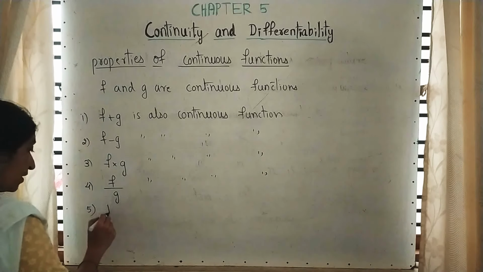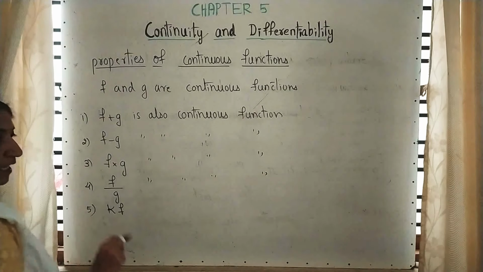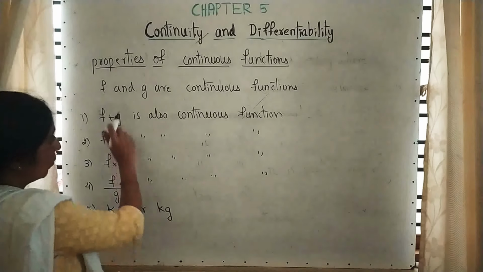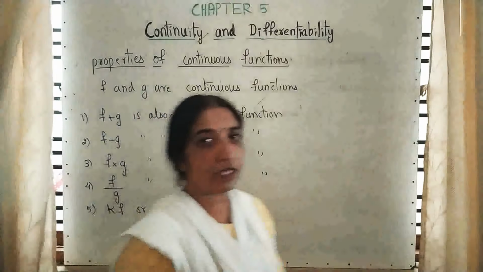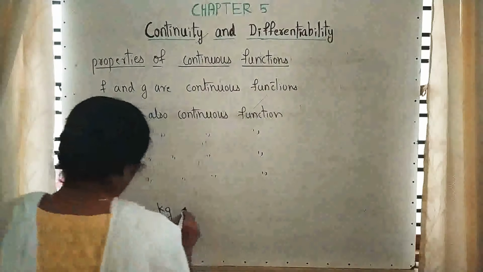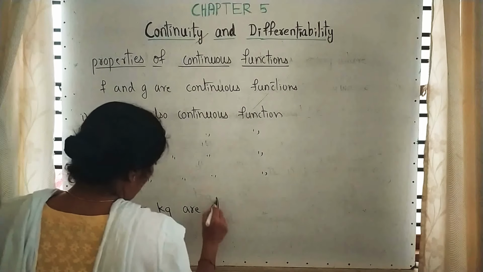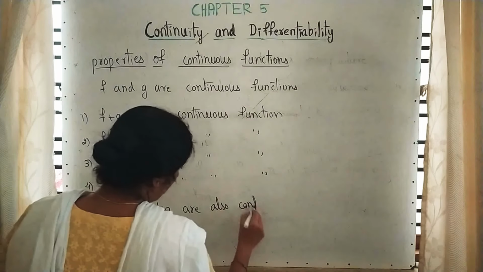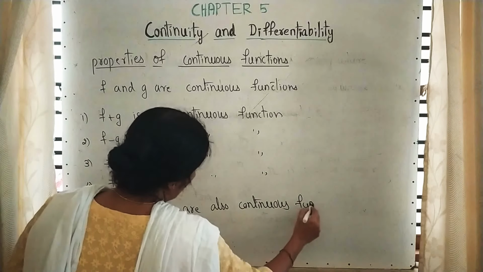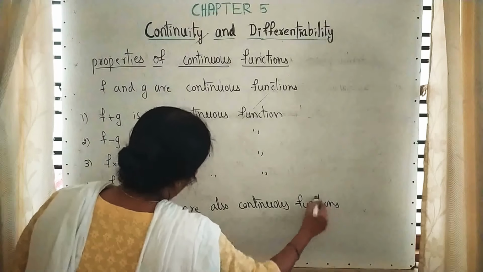Fifth one, k into f, where k is a constant, or k into g, because f and g both are continuous. k into f or k into g are also continuous functions. Now, do you remember the composite functions?